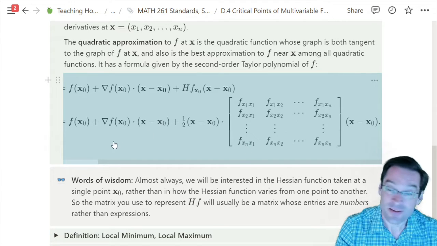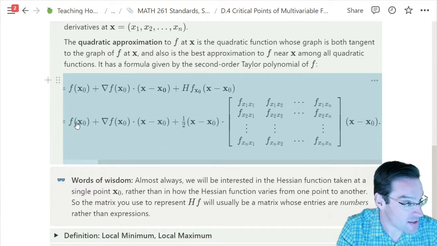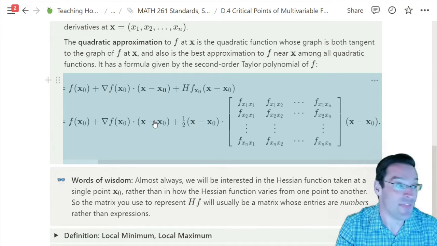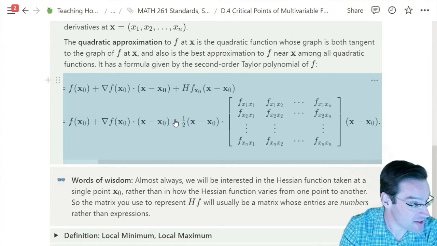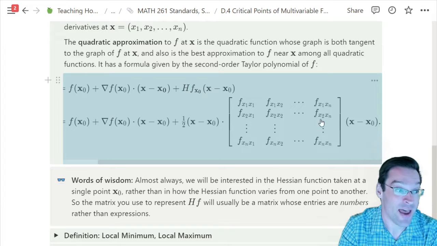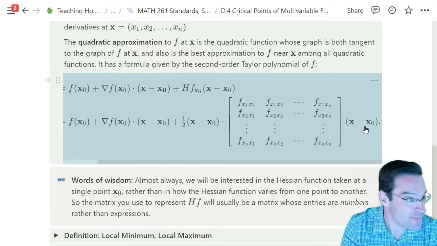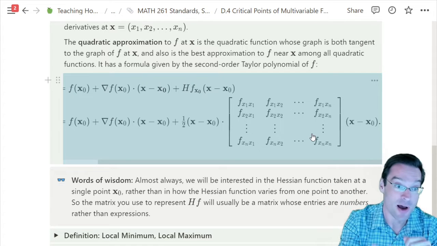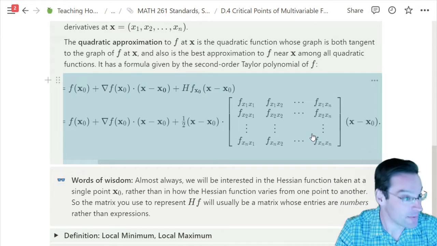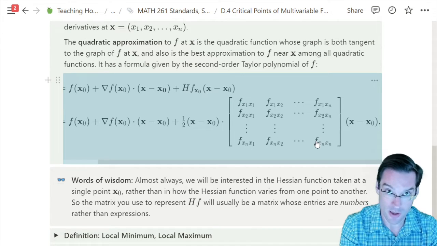The way to do that is to take the tangent plane, whose graph is given by the equation that we see at the beginning here: z equals f of x naught plus the gradient of f at x naught dotted with x minus x naught, and then add to that this quadratic function over here, which is half of x minus x naught dotted with the Hessian matrix applied to x minus x naught. So the Hessian matrix defines a quadratic function in this way. We take x minus x naught and dot product it with that matrix multiplied by x minus x naught.